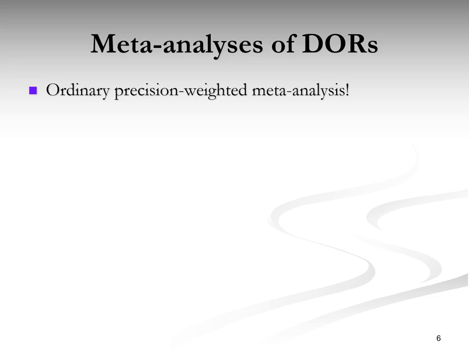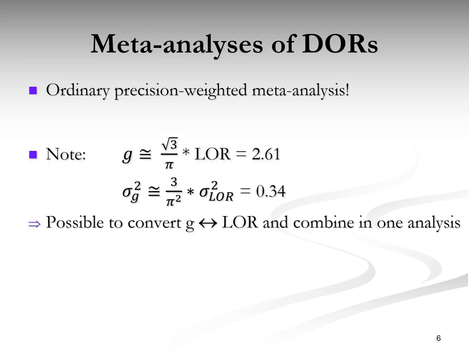Now suppose that you have a sample of diagnostic studies, and in each of these studies you have an odds ratio, or you can calculate an odds ratio. How can you combine the data from these studies? Well, we can combine these diagnostic odds ratios, or more specifically, we can combine the log odds ratios using ordinary precision weighted meta-analytic techniques that we have seen before.